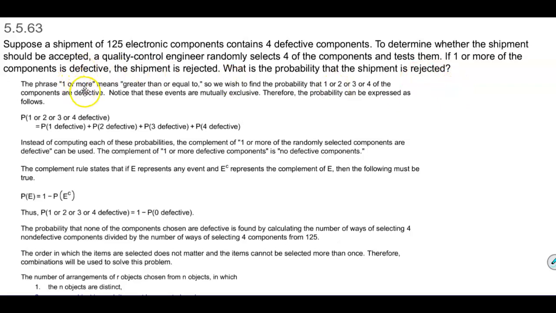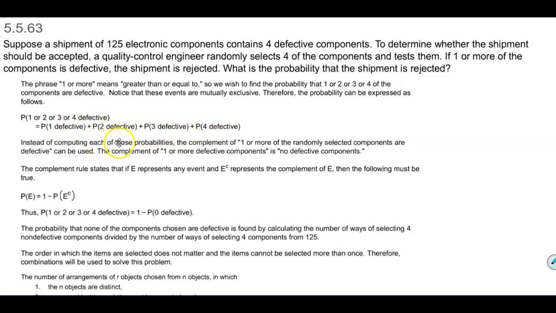Now, the phrase one or more means greater than or equal to. So we wish to find the probability that 1 or 2 or 3 or 4 of the components are defective. Notice that these events are mutually exclusive. Therefore, the probability can be expressed as follows. The probability of 1 or 2 or 3 or 4 defective is the probability of 1 defective plus the probability of 2 defective, and so on all the way to 4.